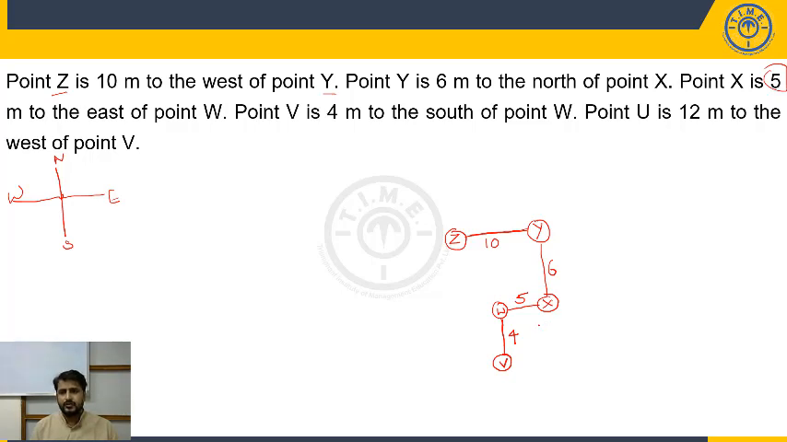And finally, U is 12 meters to the west of point V. So U is west of V. On a paper, left hand side will be towards west. Up to here, how much is it? 5 meters, because the ZY distance is 10 meters and WX is 5. So up to here it is 5 meters. But we required 12 meters. So 7 more meters. So 7 meters. And what is the point? It is U. So drawing the path is completed.